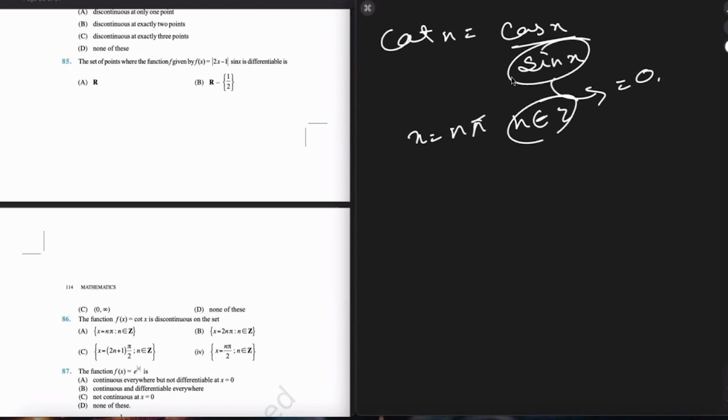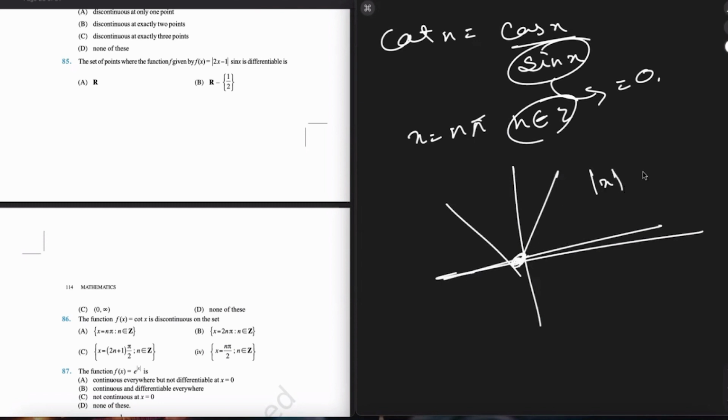The function f(x) is equal to e raised to mod x. So we know that mod x and e^x are continuous functions on R. So e^mod x is also a continuous function on R. What can we say? Mod x is not differentiable at x is equal to 0 because a kink comes. See, mod x, a kink comes at x is equal to 0. So that is why mod x is not differentiable at x is equal to 0. So if mod x is not differentiable, e raised to the power of mod x should also not be differentiable at x is equal to 0. Alright.